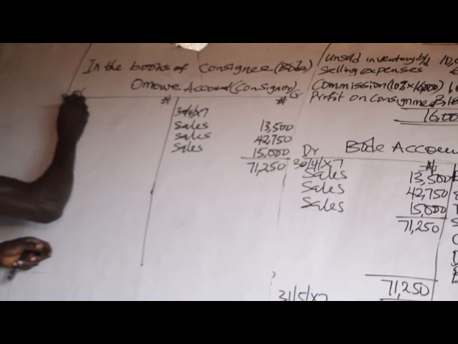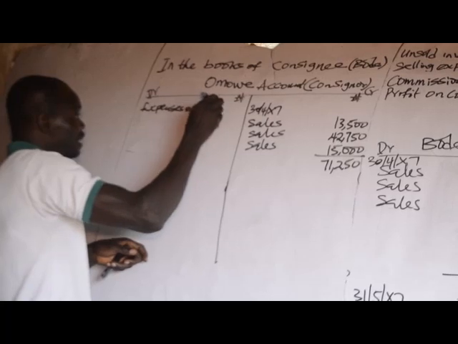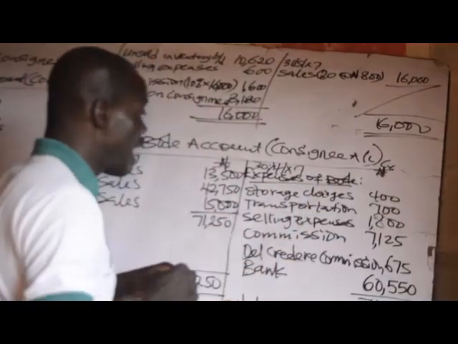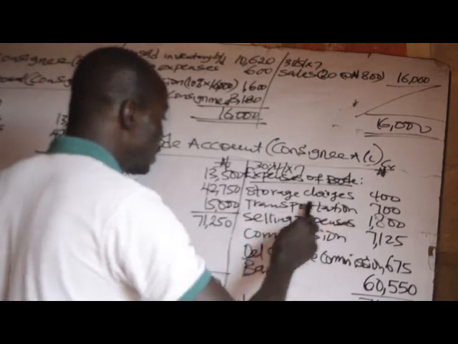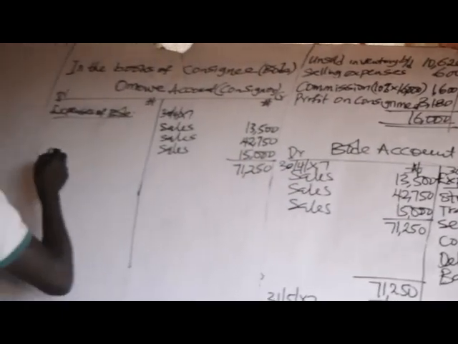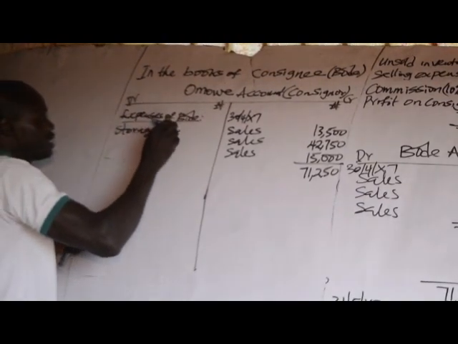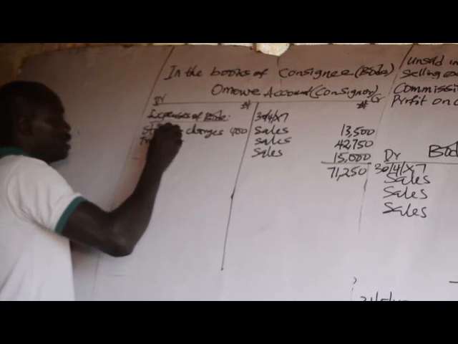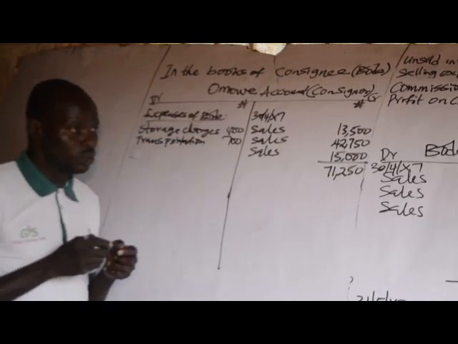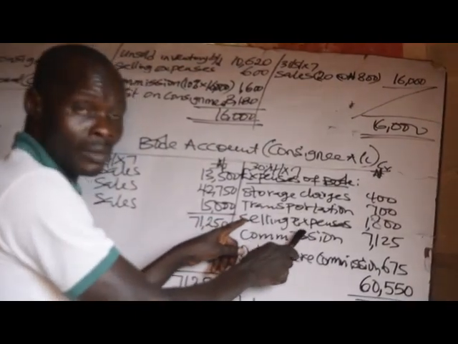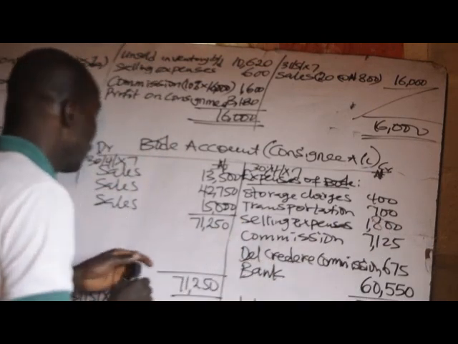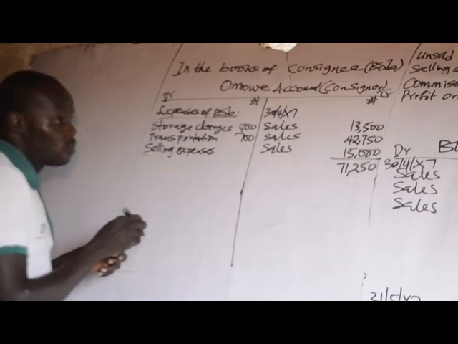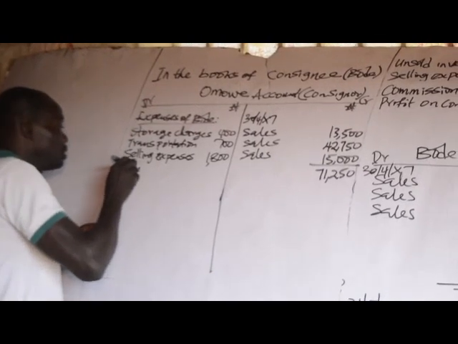So we also have the expenses of Bode, that is expenses of the consignee. Remember, those are the expenses you have credited here in the consignee account, so you will now want to debit them. We have the storage charges of 400, transportation of 700. We also have selling expenses of 1,800, and commission of 7,125.